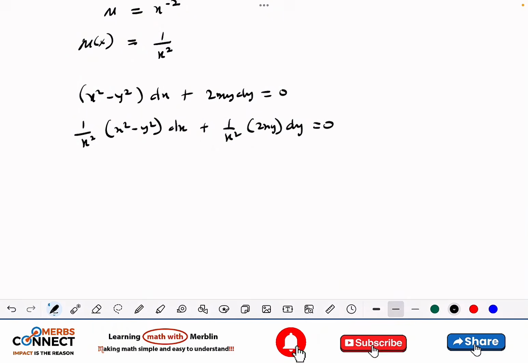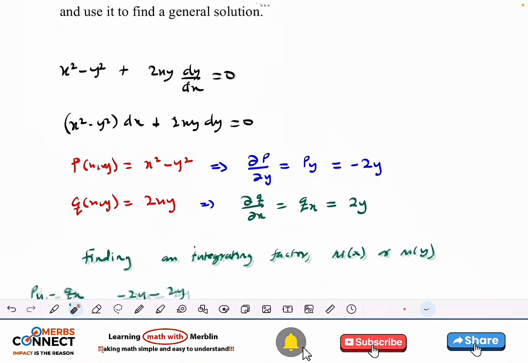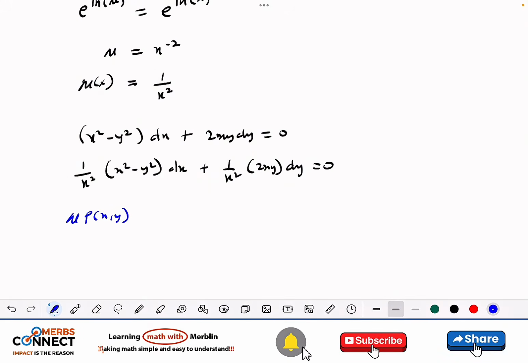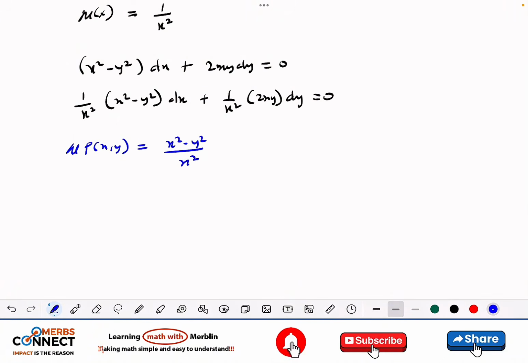So now we can pick our new function. Our new function becomes mu of p of xy. You see that this one is p of xy, but since we multiplied by mu, we have mu of p of xy. So now this is going to give us (x squared minus y squared) divided by x squared. And then mu of q of xy is now going to be 2xy divided by x squared, which is the same as 2y divided by x. So now let's differentiate it.